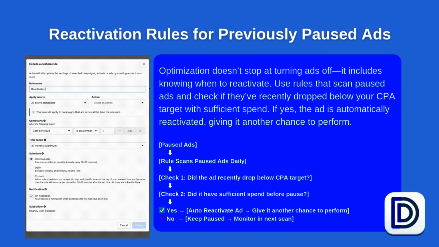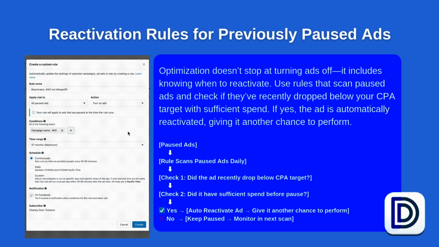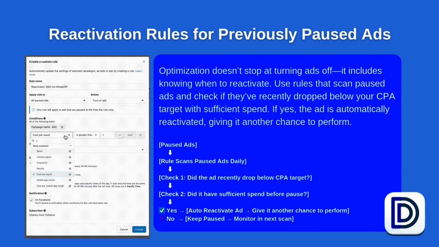I think we've teased it enough. This is a reactivation rule for previously paused ads. Optimization doesn't just stop at turning ads off. It often includes knowing when to reactivate those ads. We can use rules that scan paused ads and check if they've recently dropped below your CPA target with sufficient spend. If yes, the ad is automatically reactivated, giving it another chance to perform.